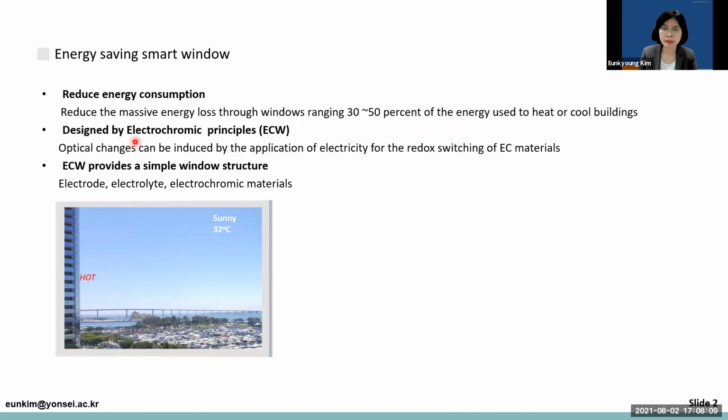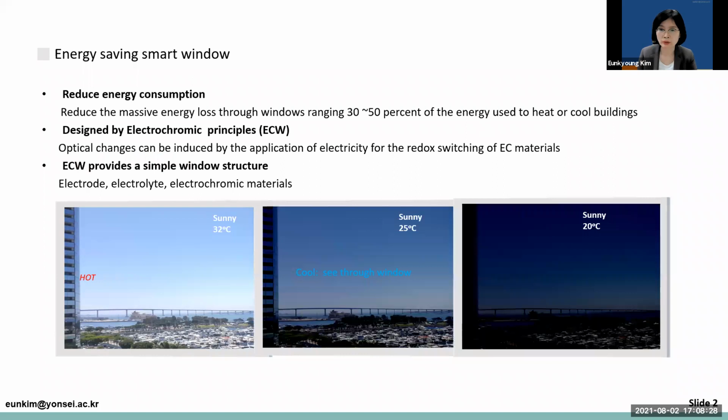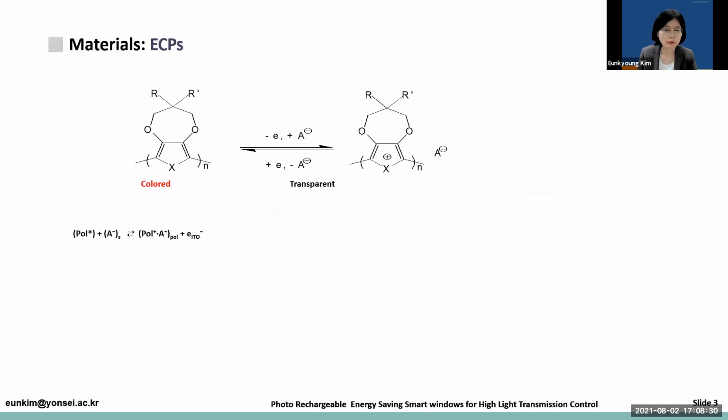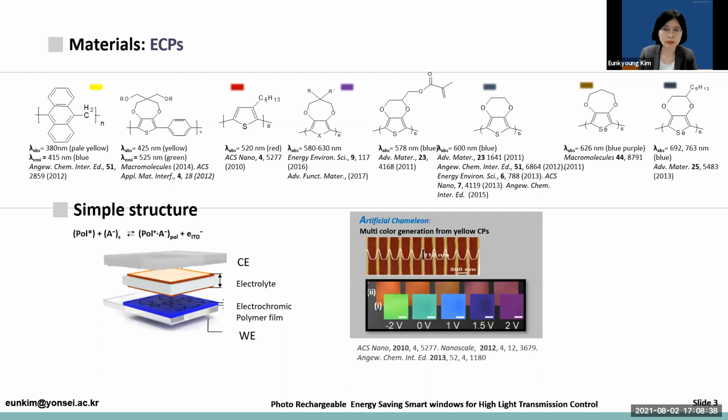It can be designed by electrochromic principles, where optical changes can be induced by the application of electricity for the redox switching of EC material. An EC window provides a simple window structure having electrode, electrolyte, and electrochromic materials. In this presentation, I would like to focus on conjugated polymers for EC windows due to their easy synthesis and film preparation. Moreover, the color of conjugated polymers is easily tunable.